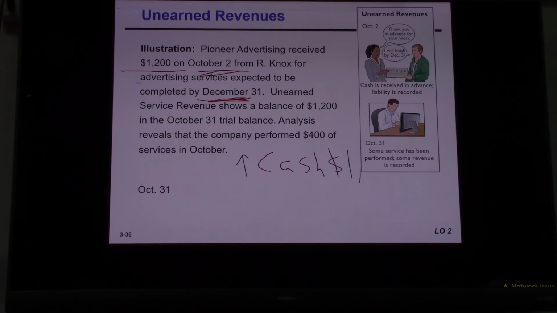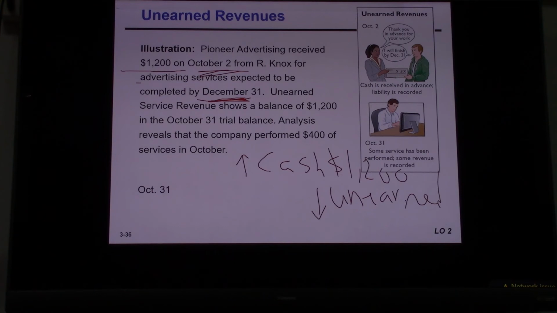Did you perform this service? No, we didn't perform the service. We are expected to complete this service on December 31st. So can we recognize revenue? No, we cannot recognize revenue because we didn't satisfy our obligation. So now we have a liability, we have an obligation. We call this liability unearned revenue or deferred service revenue.